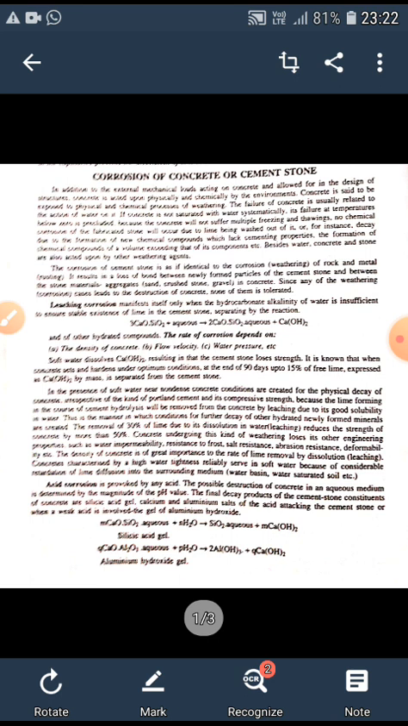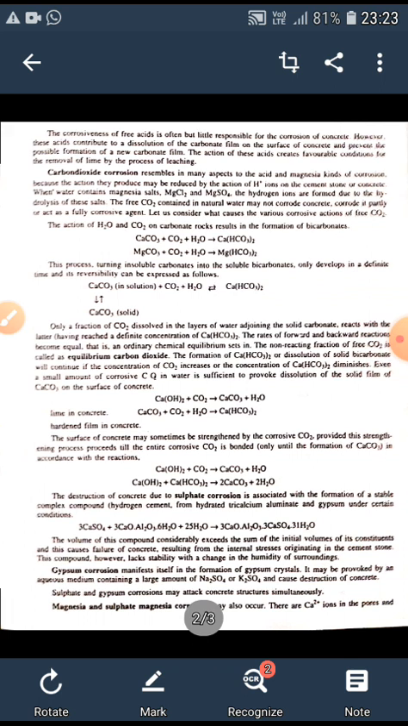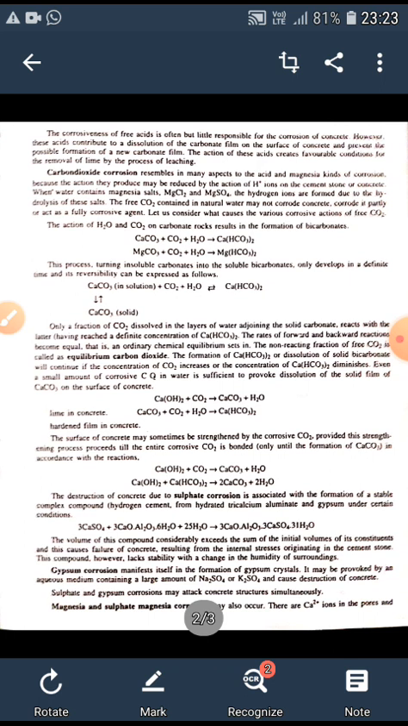The reaction goes in the following manner: calcium silicate aqueous plus water gives silica oxide plus calcium hydroxide. The corrosiveness of free acids is often but little responsible for the corrosion of concrete. However, these acids contribute to a dissolution of the carbonate film on the surface of concrete and prevent the possible formation of a carbonate film. The action of these acids creates favorable conditions for removal of lime by the process of leaching.